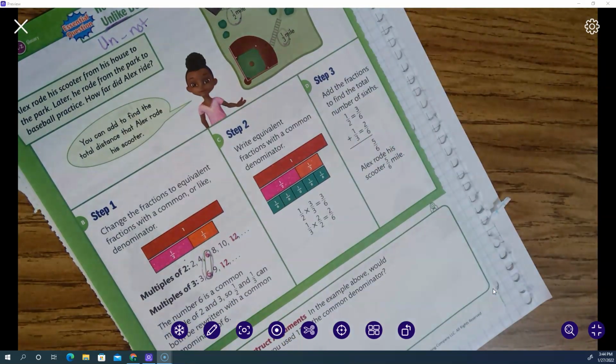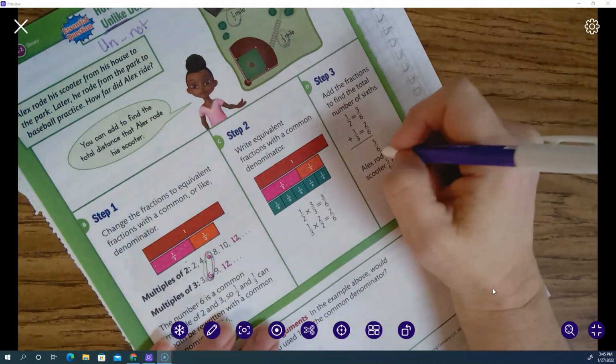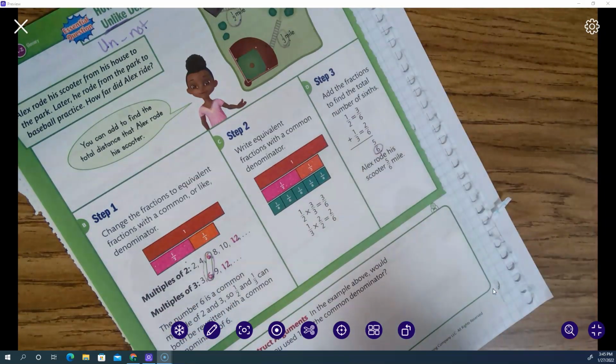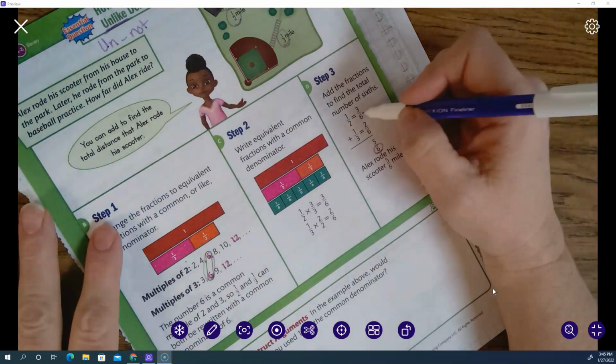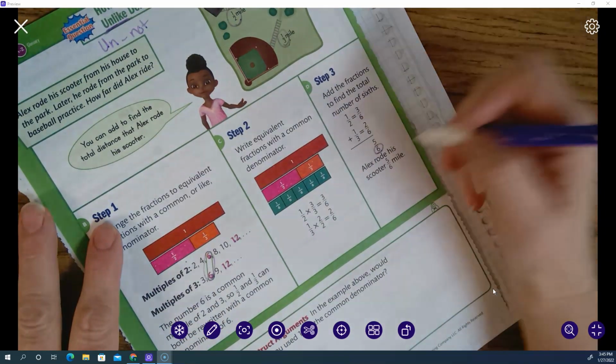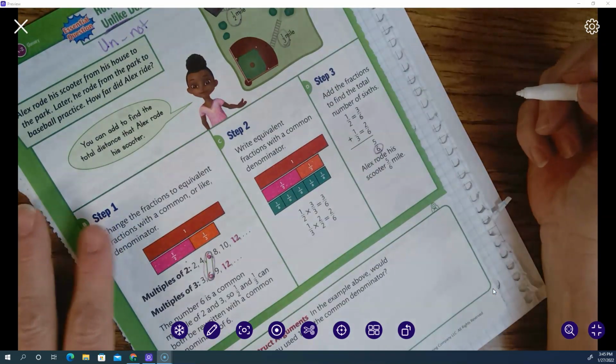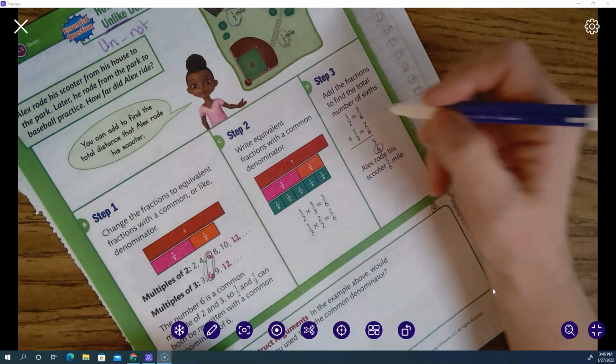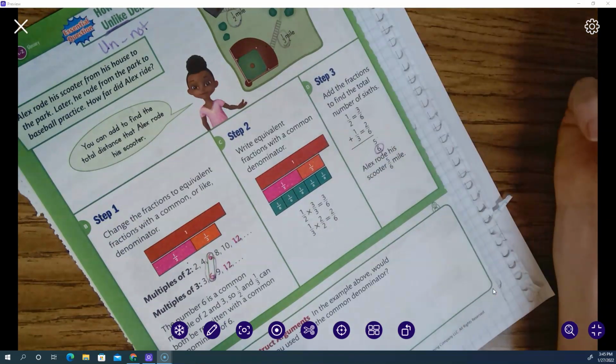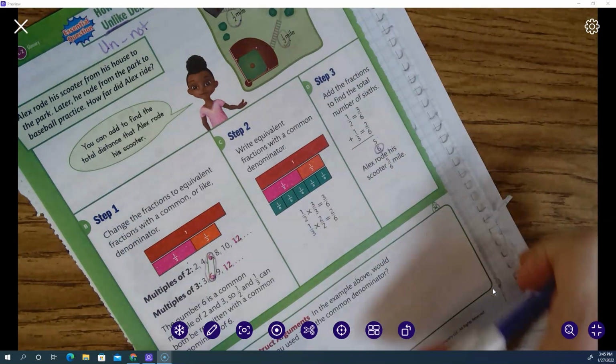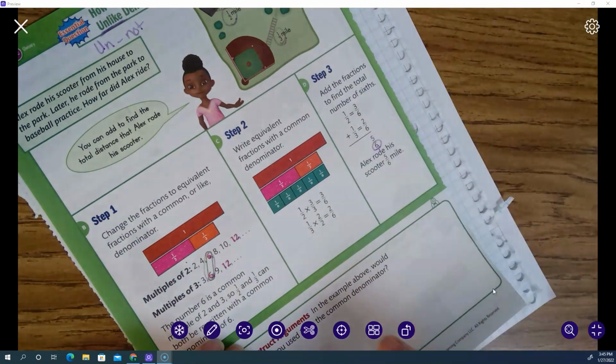Here's the deal. When you are adding or subtracting fractions, your denominator does not change. So if you're dealing with 6's, your denominator is going to be a 6. And then it's really easy. You just add 3 plus 2 and you get 5. So he rode his scooter for 5/6 mile.